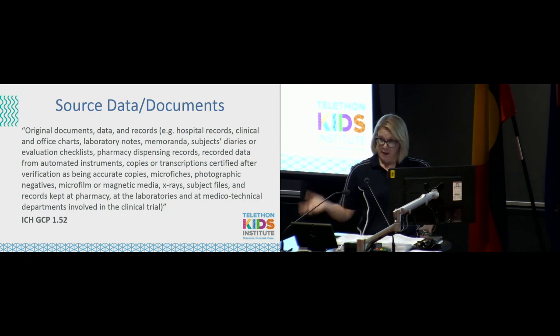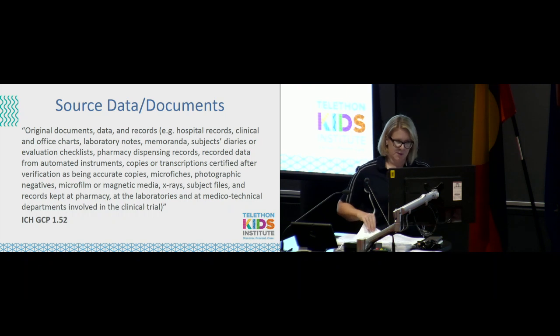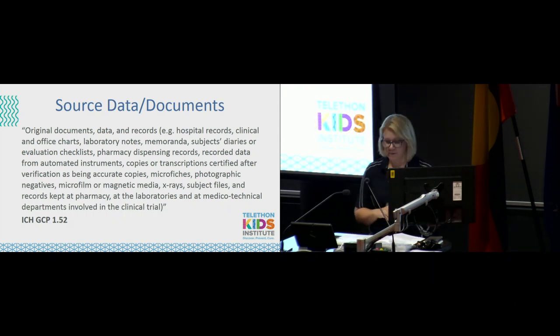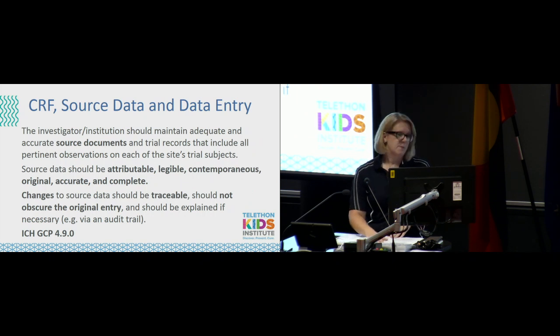The data that you put into the case report form comes from something called source data. Source data is all the original documents and data, all of these things that are listed here, that will be checked and monitored against the data to make sure that they match in the case report form. You need to maintain adequate source documents and trial records that include pertinent observations for each of the site's trial subjects. Source data must be attributable, legible, contemporaneous, original, accurate and complete. Changes to the source data need to be traceable and not obscure any original entry.